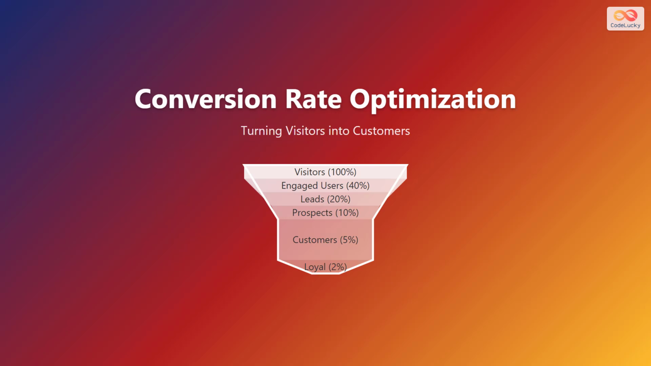Think of it like a funnel. At the top, you have all your website visitors representing 100%. As they move through the funnel, some become engaged users, then leads, then prospects, and finally at the bottom you have your loyal customers. The goal of conversion rate optimization is to widen the bottom of the funnel, turning more visitors into customers.